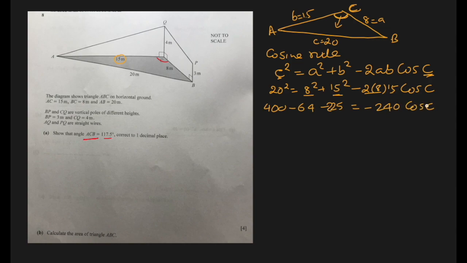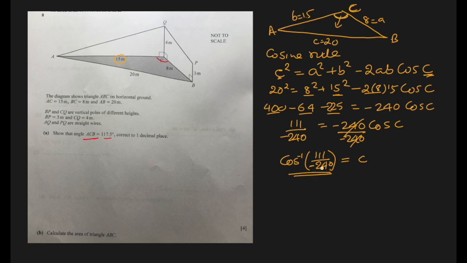cos c. Now 400 minus 64 minus 225 will be 111, and it will be equal to minus 240 cos c. Divide both sides by minus 240. This cancels here. So c will be cos inverse 111 over negative 240. Put this in a calculator and I'm sure it will be 117.5, which they are asking us to show.